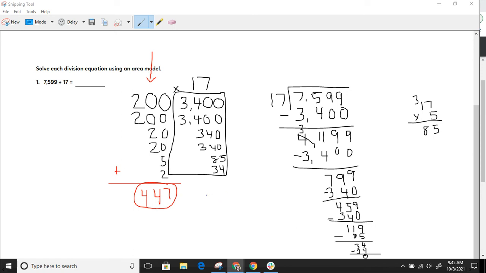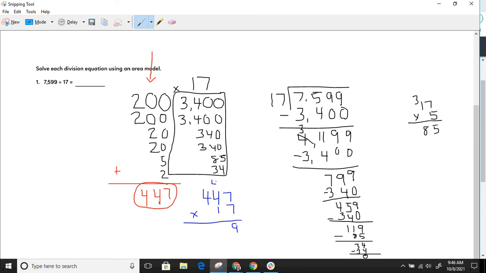To check your work, you simply take your quotient, which is your answer. So we're going to take 447 and we multiply it by our divisor. Our divisor here was 17. When we multiply these two numbers, we should get 7,599. And if we do, then we got the right answer. So all we're doing is we're taking our quotient, which is our answer to the division problem, 447, and we're multiplying it by our divisor, which is 17, and we should get 7,599.